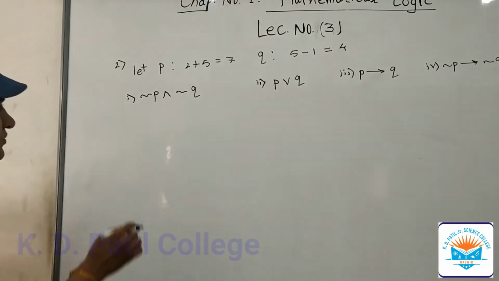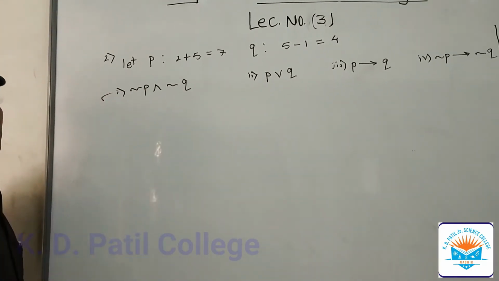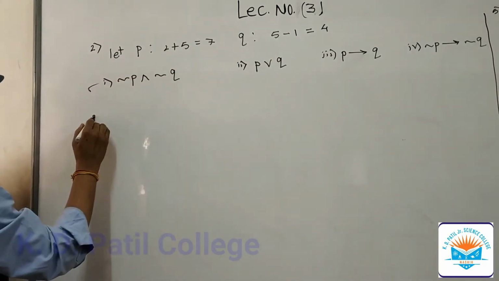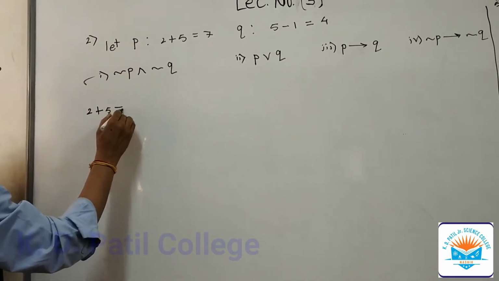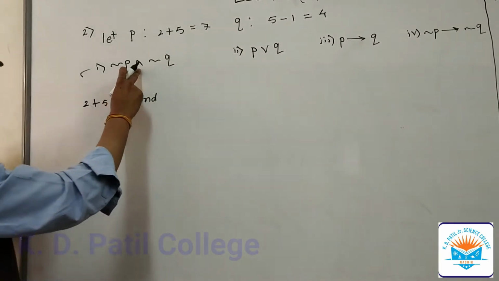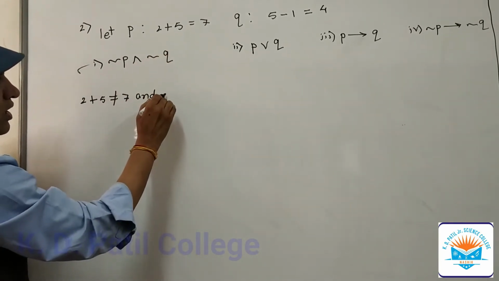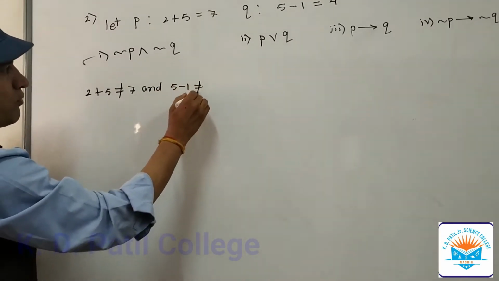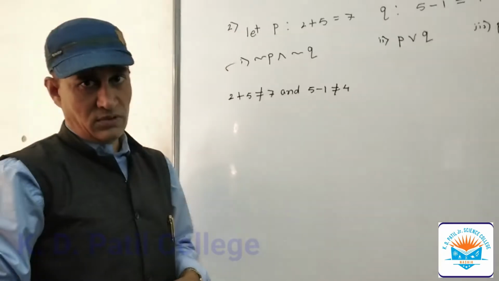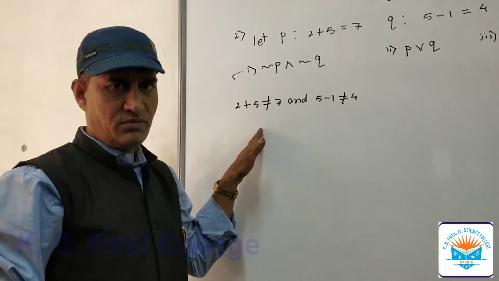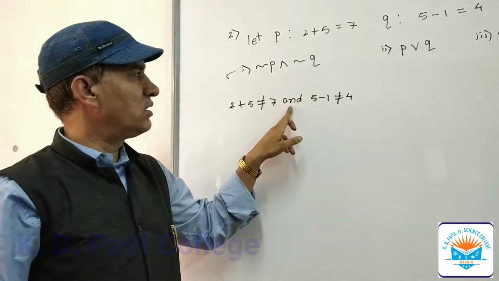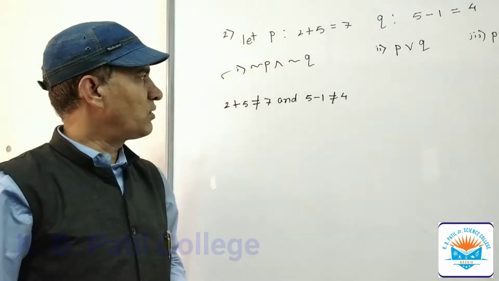Now look at it. First we are writing negation P conjunction negation Q. Negation means not. So we can write it as 2 plus 5 is not equal to 7, and, in place of conjunction, and negation Q, that is 5 minus 1 not equal to 4. Since we are writing the statement in numerical way, we should not put the word not here but the symbol, as in mathematics. Then it is 2 plus 5 not equal to 7 and 5 minus 1 not equal to 4. We complete our first part.